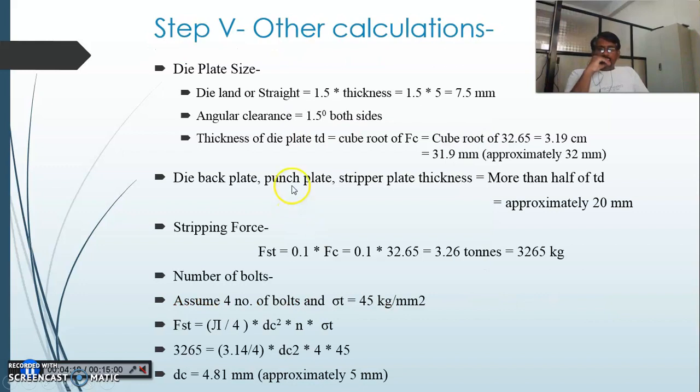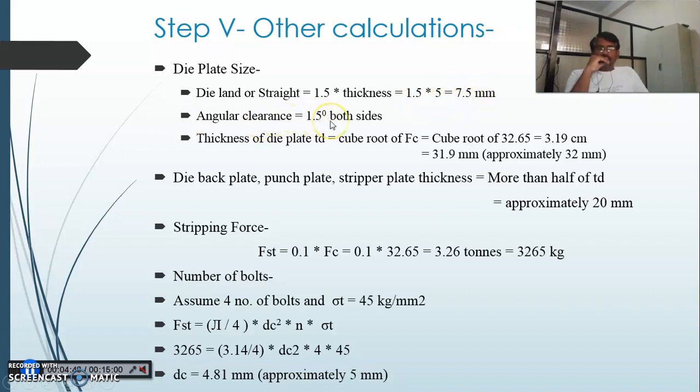The next step is for the other calculations, in which we calculate the die plate size. So die plate size we can get for its 3 dimensions as the die land or the straight portion which we require inside the die, and that is nothing but 1.5 of the thickness. So thickness of the sheet metal is 5 mm. So 1.5 into 5, that is 7.5 mm. We require the straight land inside the die.